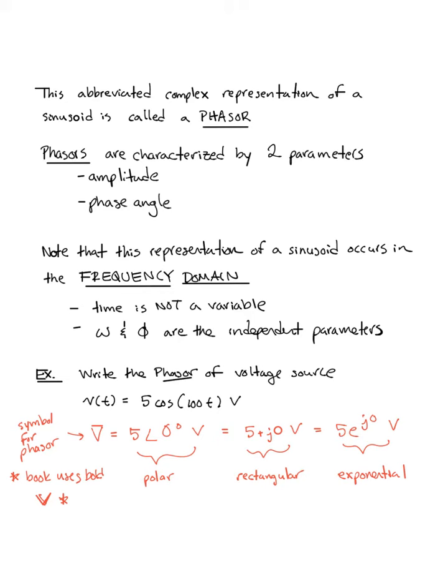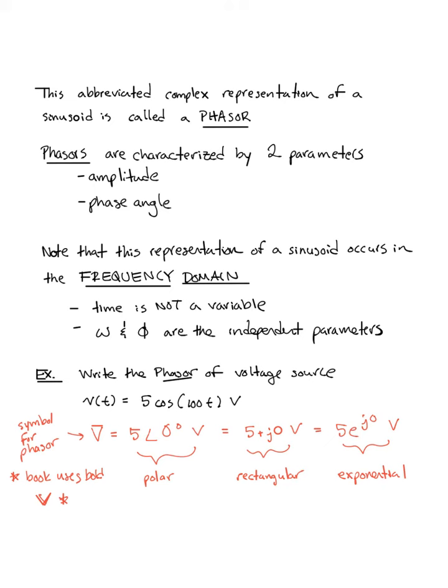So this abbreviated complex representation that we saw on the last slide is what we call a phasor. A phasor is simply a vector, and it's characterized by two parameters, an amplitude and a phase angle. Note we don't need time. So when we represent things with phasors, in other words, a sinusoid with a phasor, this is what's called a frequency domain concept. Time is not a variable. Omega and phi or theta are our independent parameters.